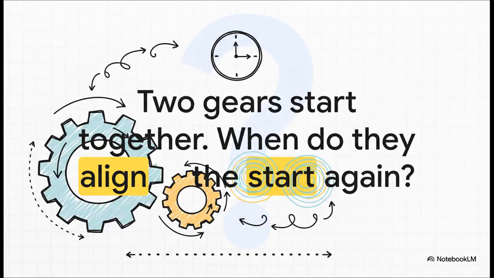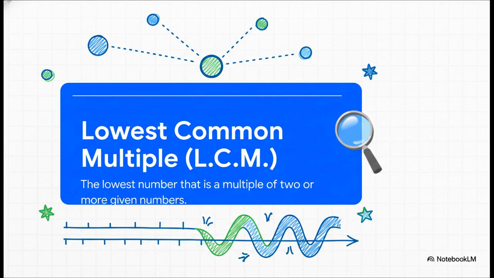So let's try a whole new kind of puzzle. You've got two gears meshing together. This time, we're not dividing anything. We're trying to figure out when they're going to click back into their starting position at the exact same time. And that's exactly what the LCM is. It's just the smallest number that both of your starting numbers can multiply into. It's like the very first number that shows up in both of their times tables.